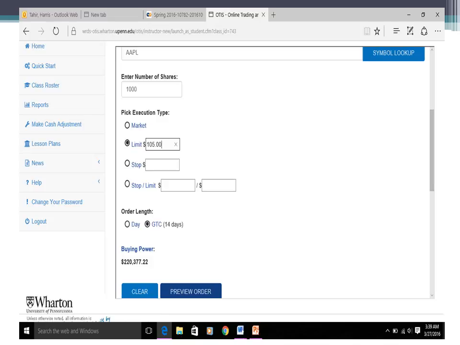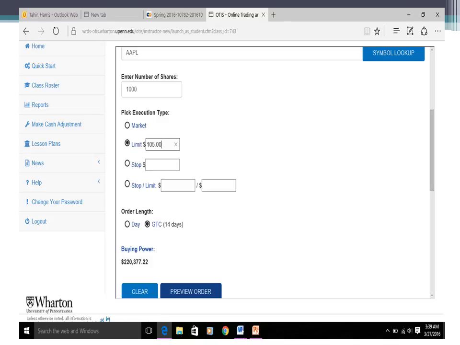So for example, with a stop order, if Apple is trading at 106, but you think that if it goes to 110, it's going to go through the roof, then you can do a buy stop order. But most of the time you use the stop order as a sell stop order. You can see the definitions of all of these in chapter 2.